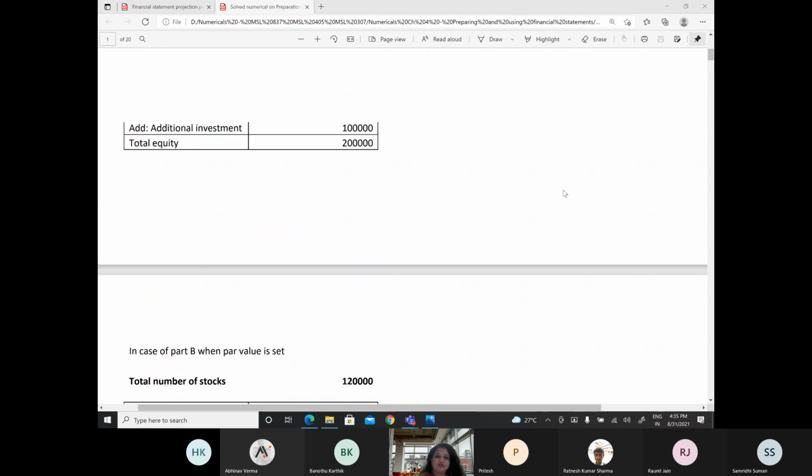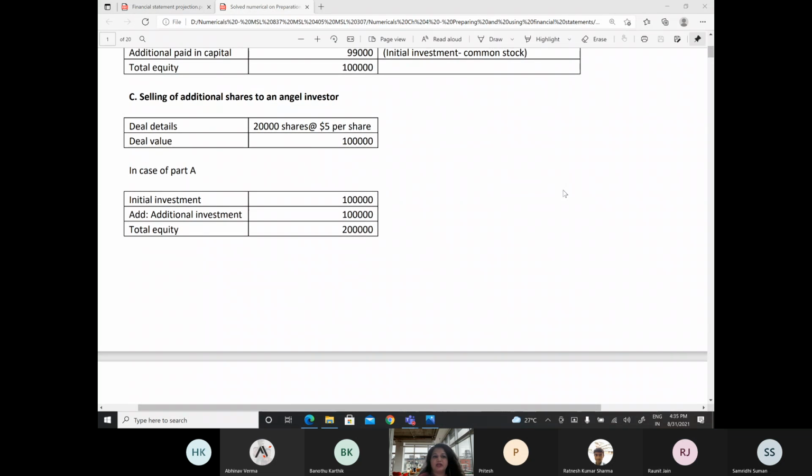So I will show you again. When we are selling additional shares of 20,000 at the rate of 5 rupees per share to an angel investor, this means the total money that has come in is 100,000. The initial investment was 100,000, and the additional investment that has come in now is another 100,000. So our total equity now becomes $200,000.